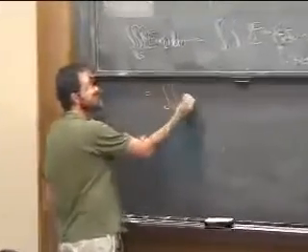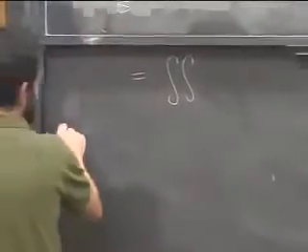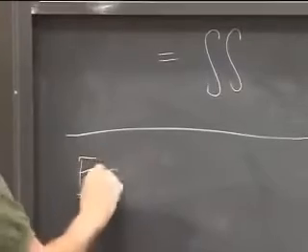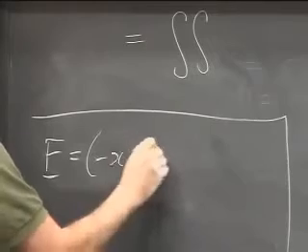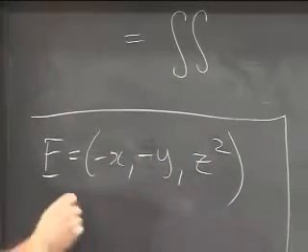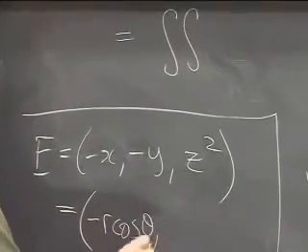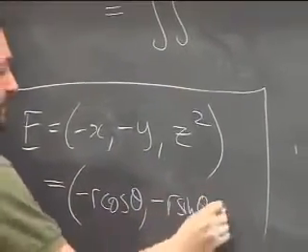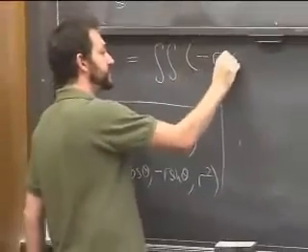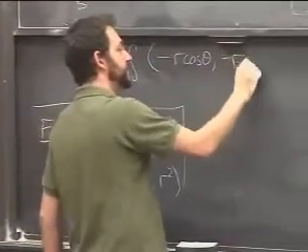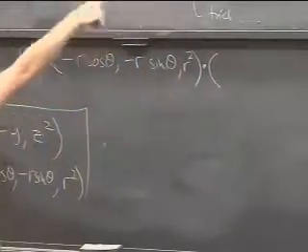Anyway, the point being that F was given to us. Let's go back and say, what is F? We look back. We haven't used it yet. It was minus x, minus y, z squared. But we need to change that to parameters. So x was r cosine theta, y was r sine theta, and z was r. So that's what F is. In fact, I'm just going to copy it here. Minus r cosine theta, minus r sine theta, r squared, dot this mess, which we just computed.